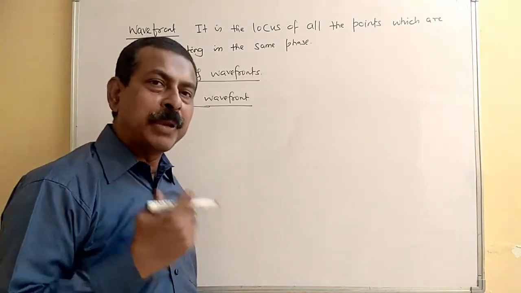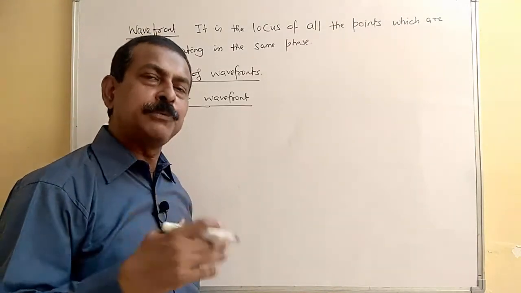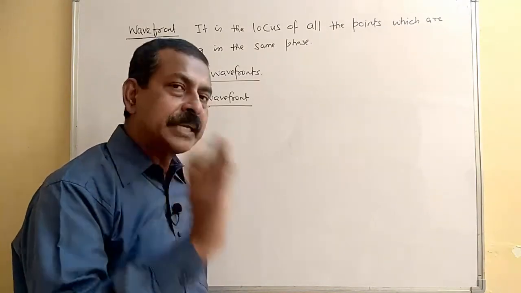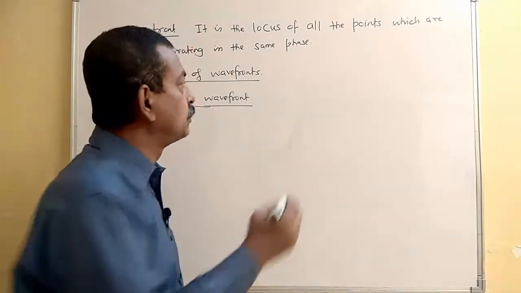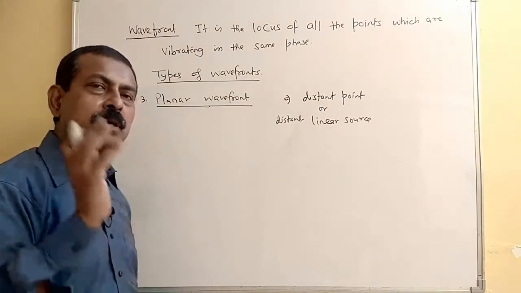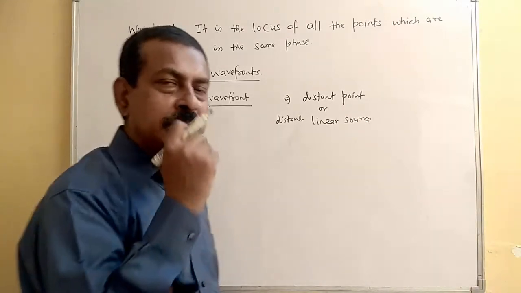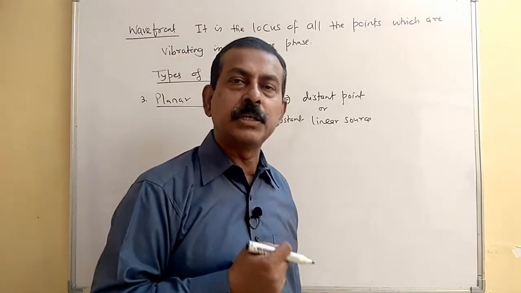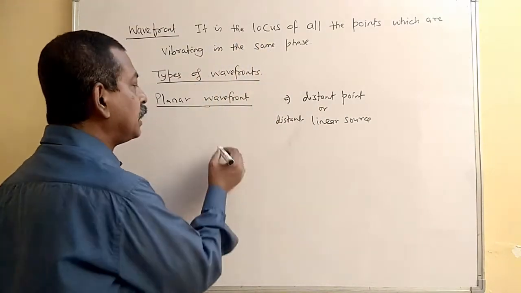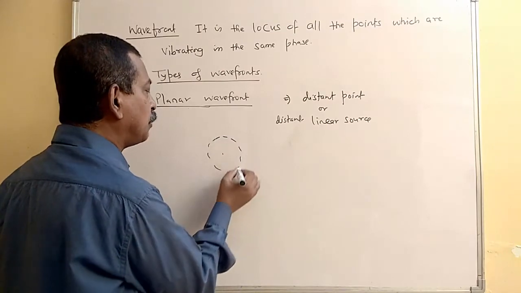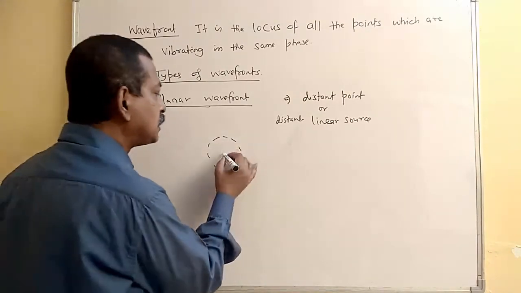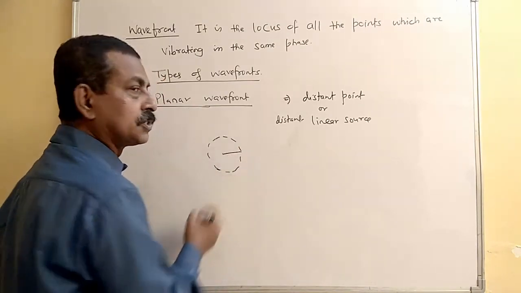Third one is planar wavefront. Planar wavefront will be once again planar in shape and is produced by a distant point or linear source. So like here, what will happen basically? You have the waves coming out from a distant source, whether it is your point source or your linear source. Suppose you have the point source here, it is giving out a wavefront which is spherical in shape. So this is there when it is at this particular distance.